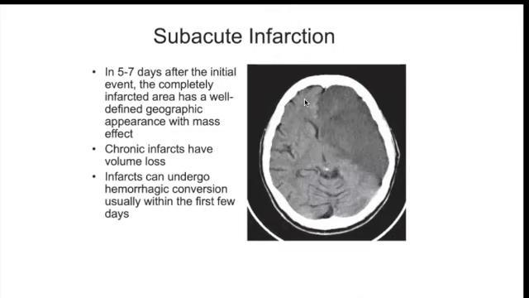So this is a patient who has a subacute infarction. It's not the same patient as the image before, but just any patient who had an infarction, like had an event, and 5 to 7 days after the event, you start to see this geographic appearance. And remember, this would cause a mass effect.